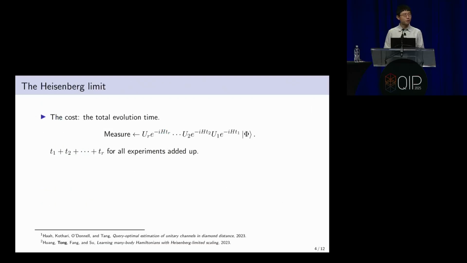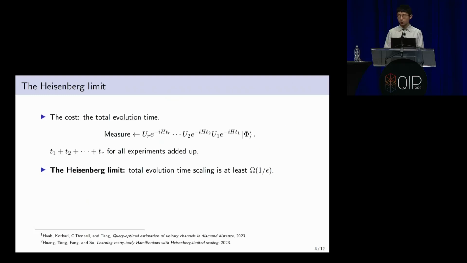The goal we want to achieve in Hamiltonian learning here is usually the Heisenberg limit, which is a kind of quantum-specific phenomenon. To assess the cost of your learning protocol, we use this measure of total evolution time. You can see here from this equation, what we have is what describes one experiment. We evolve under an unknown Hamiltonian for time t1, t2, all the way to tr. So the evolution time for this experiment is just t1 plus t2 all the way to tr, everything added together. And we add this up for all experiments. That is called the total evolution time.